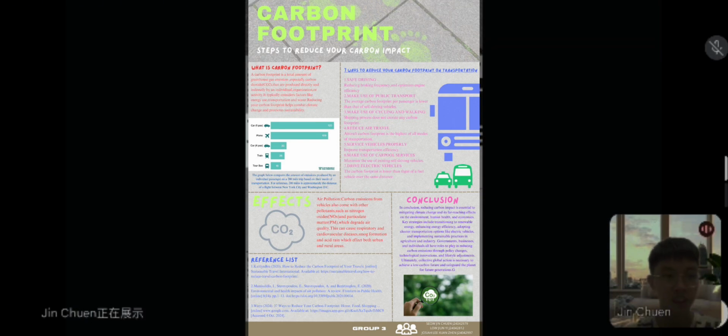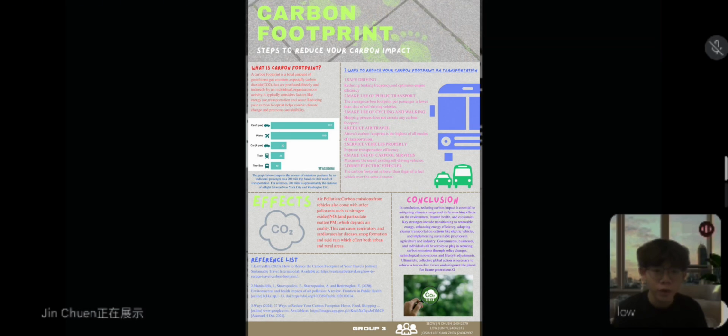To address this issue, we can follow these ways to reduce your carbon footprint on transportation. There are seven ways. For the first one, safe driving: reducing braking frequency and optimizing engine efficiency. For the second one, make use of public transport. For example, the average carbon footprint per passenger is lower than that of self-driving vehicles.